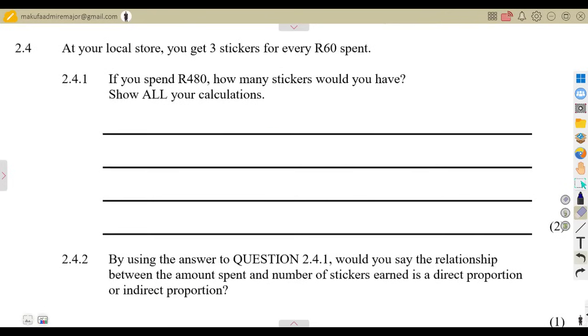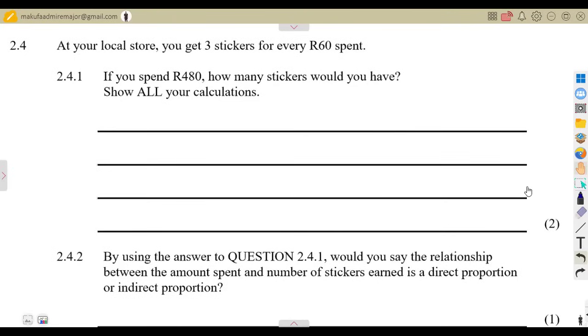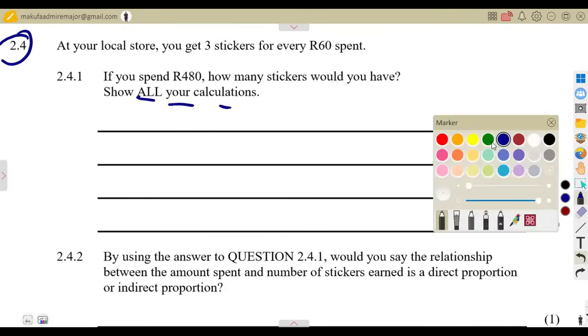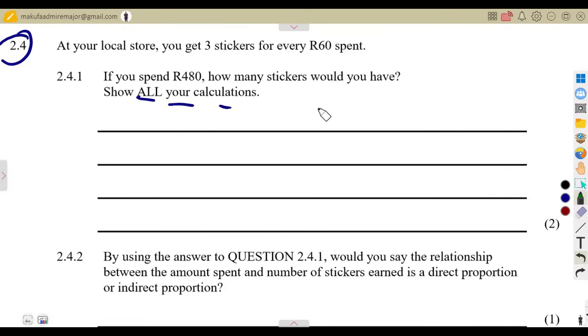At your local store, you get 3 stickers for every 60 Rand spent. If you spend 480 Rand, how many stickers would you receive? Show all calculations. So this is a ratio type of question, or a proportion. You get 3 stickers for each and every 60 Rand that you spend. What if you spend 480 Rand?